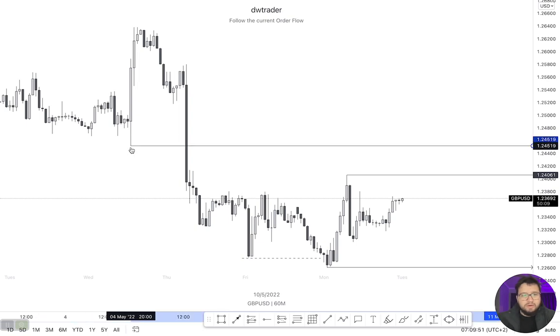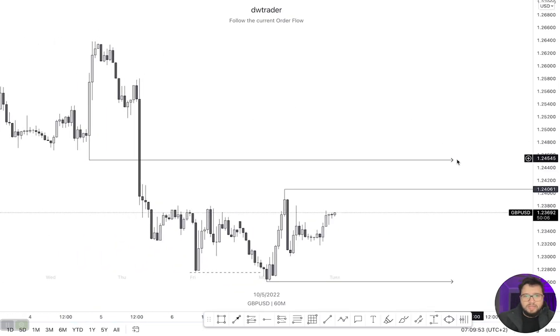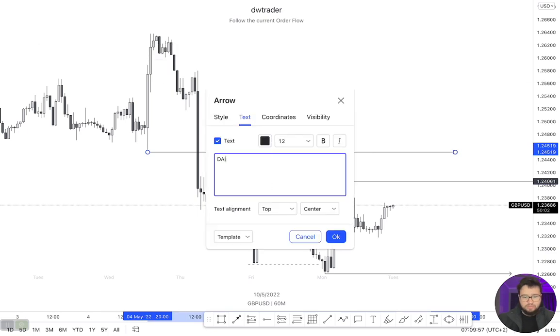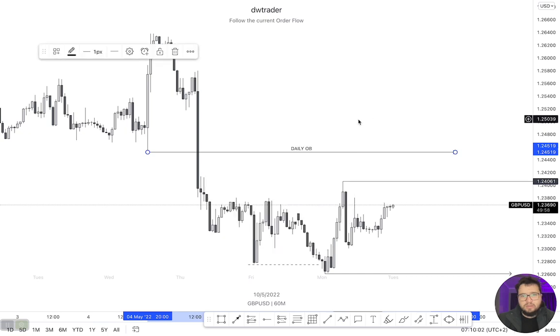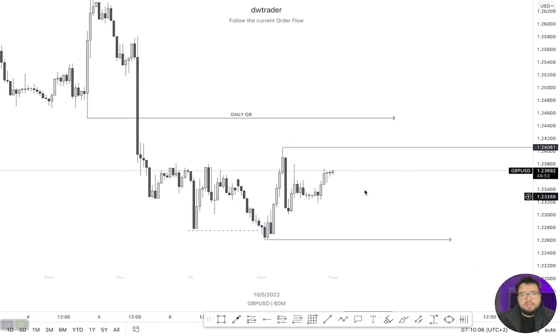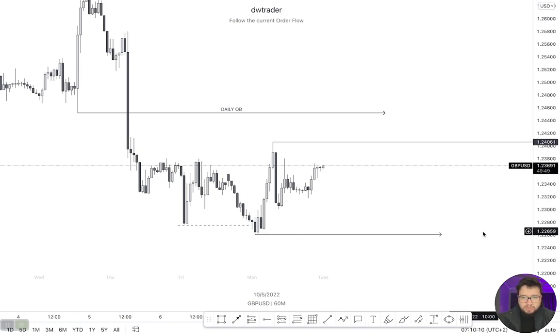And this up here is that daily order block. We can just keep it like that. So now we know that potentially we can see price reaching for this area and that area, or we could be coming down towards the downside.